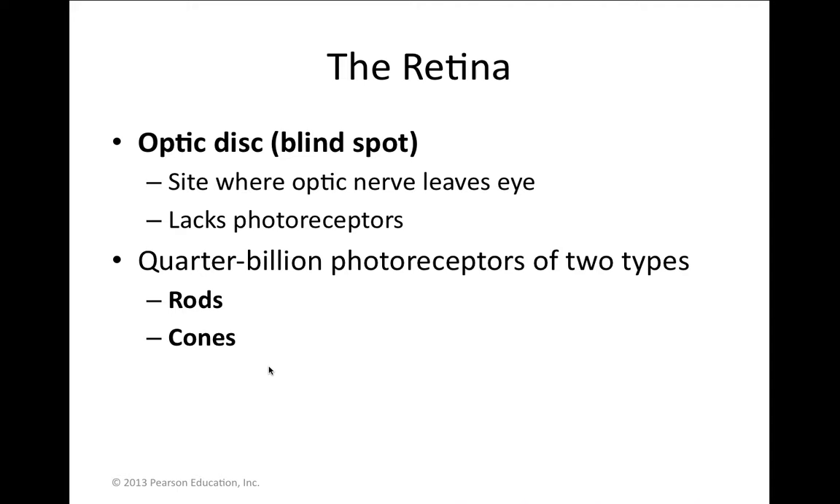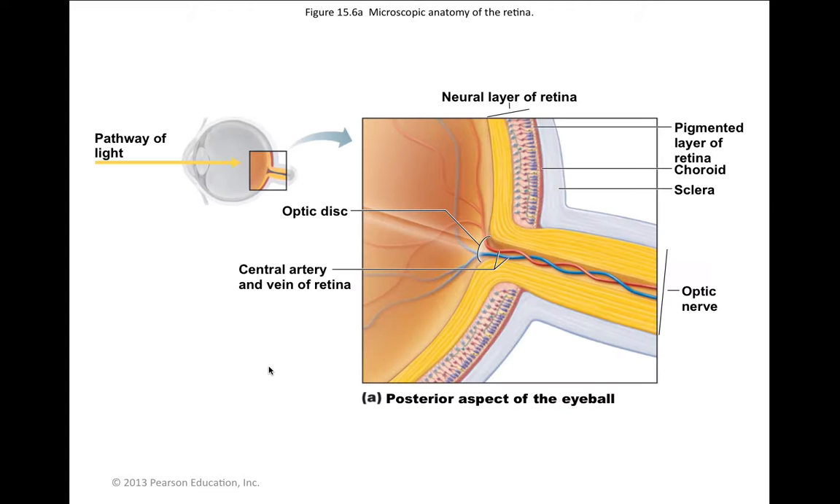Then you also would need to tell me something about taste or smell, and that it's a chemoreceptor, or equilibrium and hearing, which is mechanoreceptors.